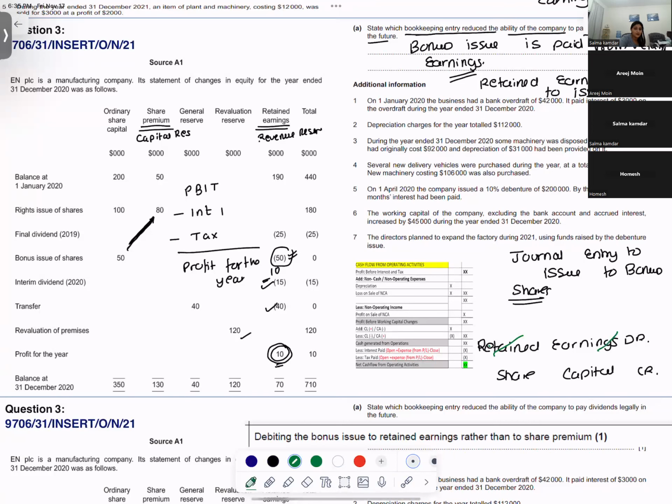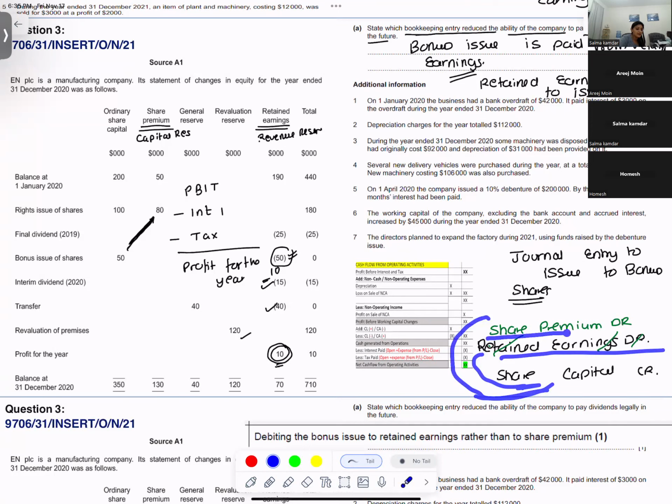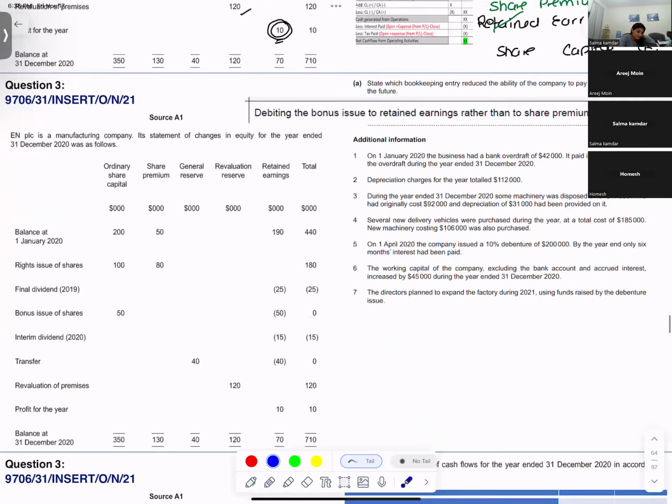If you pay out of securities premium or share premium, what will you debit? Then you will debit share premium. So if you are issuing bonus shares by using retained earnings, you will debit retained earnings. If you are issuing capital by using share premium, you will debit share premium. Are you with me?